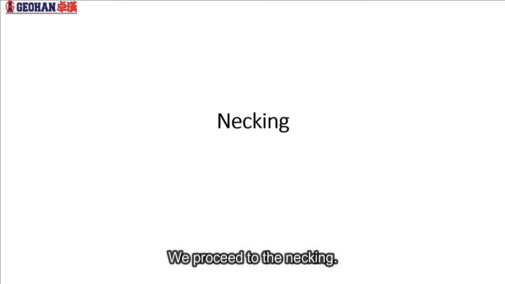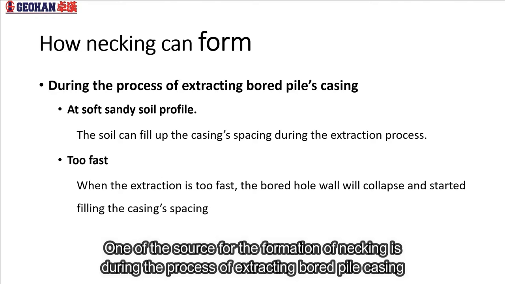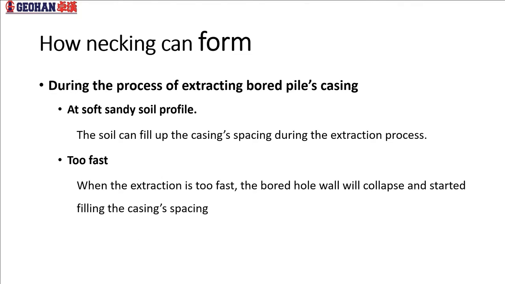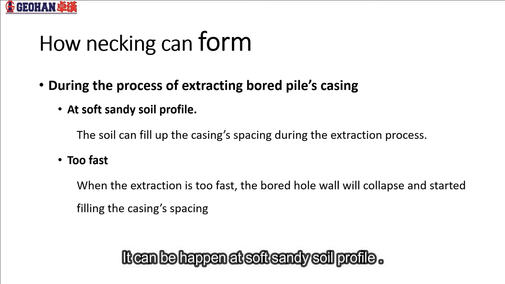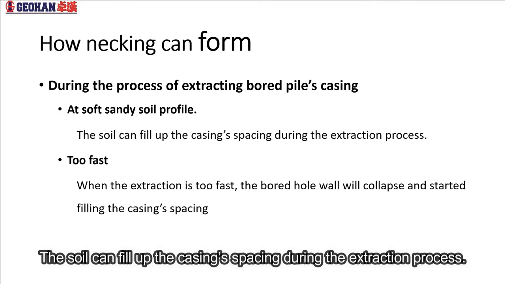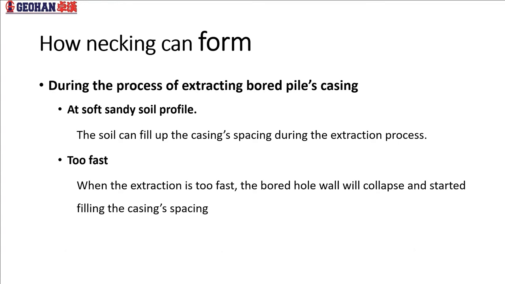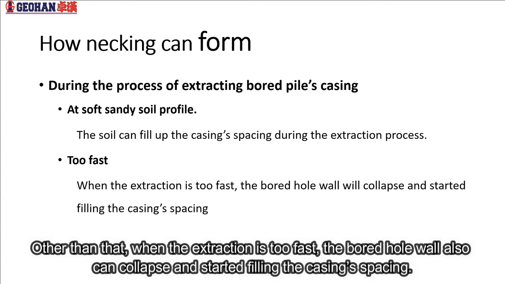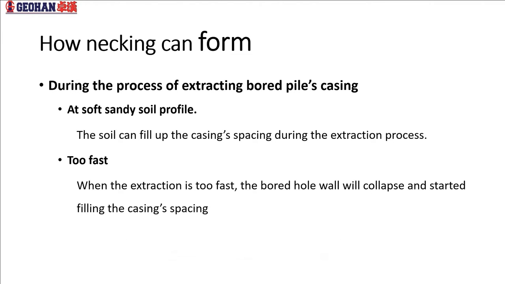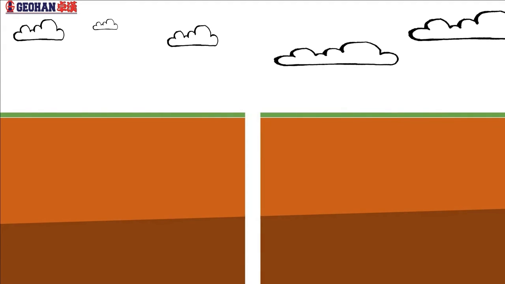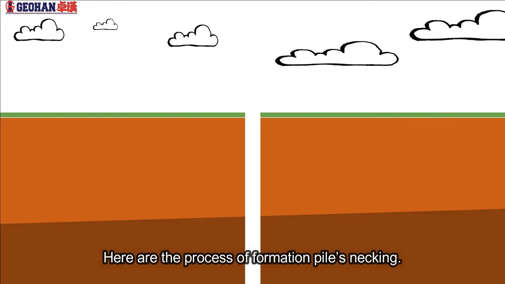We proceed to the necking of the pile. Necking forms during the process of extracting the bored pile casing. It can happen in a soft sandy soil profile. The soil can fill up the casing spacing during the extraction process. Other than that, when the extraction is too fast, the borehole wall can also collapse and start filling the casing spacing. Here is the process of formation of pile necking.